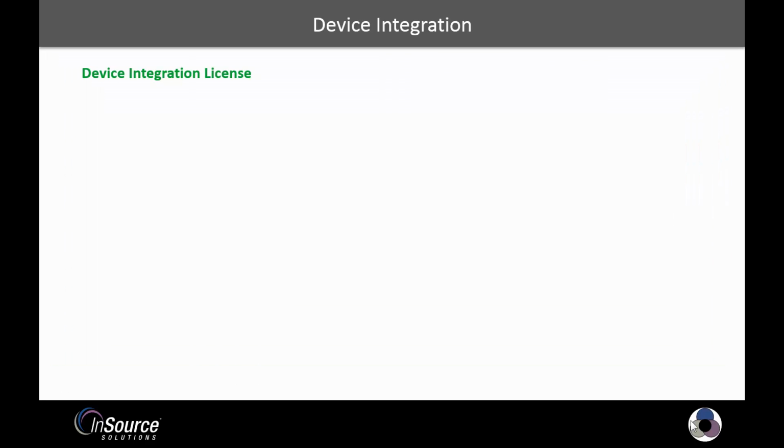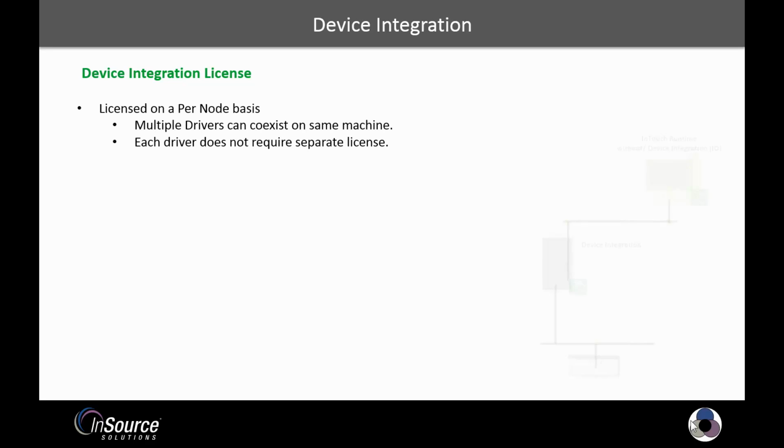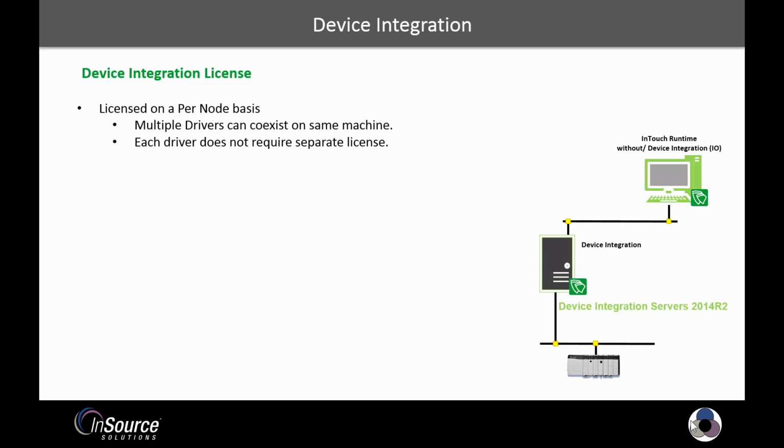So the way that a device integration license is set up is that we license on a per node or per computer basis. Multiple drivers can coexist on the same machine. So if we have a Siemens PLC that we need to communicate with and an Allen Bradley PLC that we need to communicate with, we can utilize one device integration license to enable multiple DA servers on that same machine. An example below shows the part number if we were to license this separately.